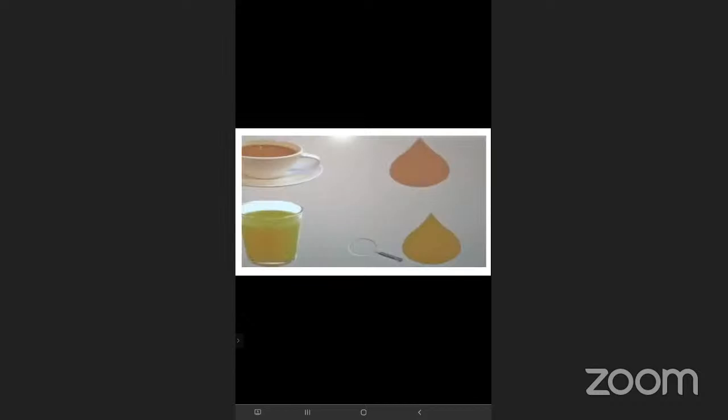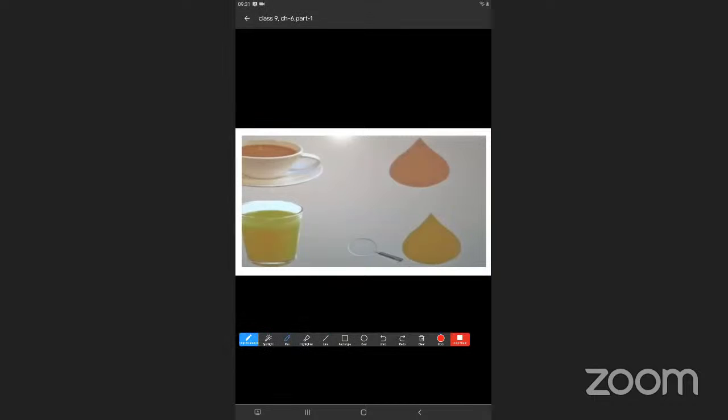So these are homogeneous. Why homogeneous? Here the composition is the same throughout the solution. We cannot separate the particles from this by the filtration process, right? So these are homogeneous and have more than one kind of particles.